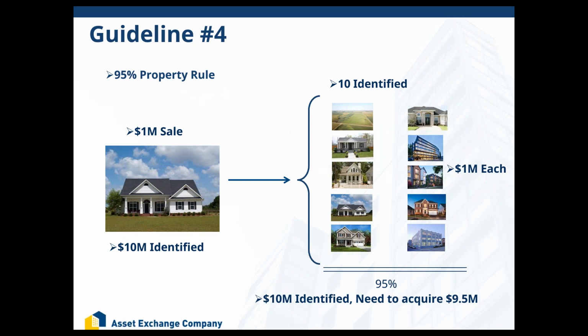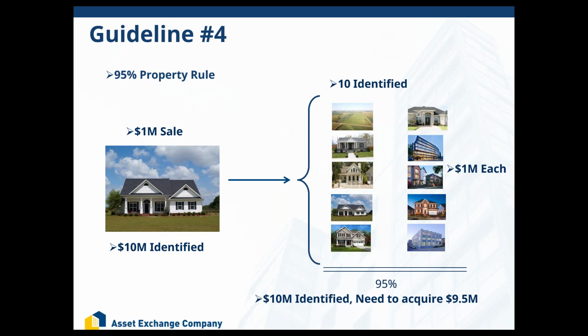The IRS wants to limit you in how many properties you can identify. They don't want you identifying everything under the sun, because if you identify everything under the sun, you're going to have to buy everything under the sun because of this crazy 95% rule. Hopefully everybody gets this. Like I said, we don't see it enacted that often. But again, remember, it's out there.